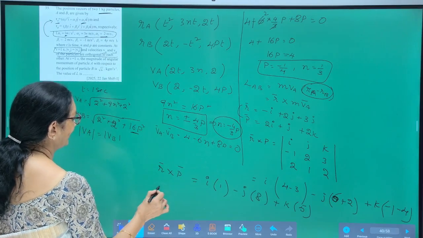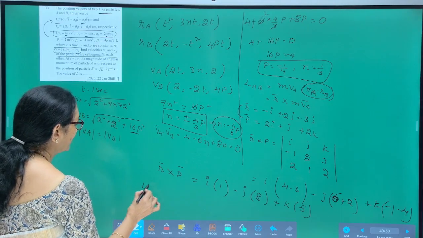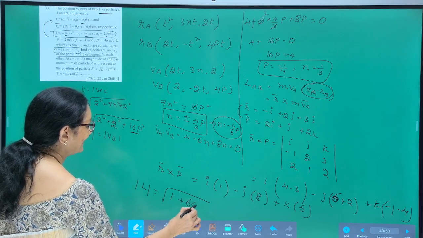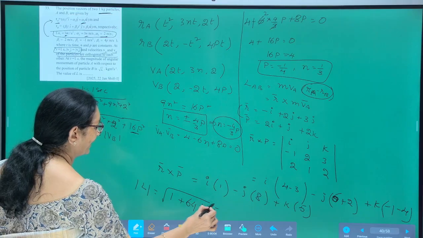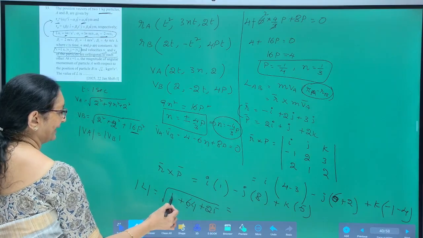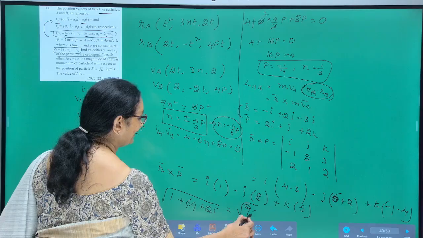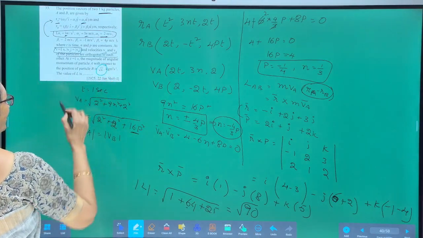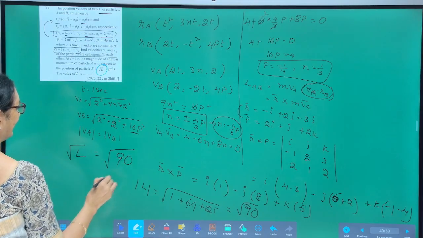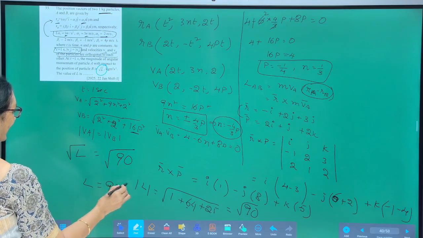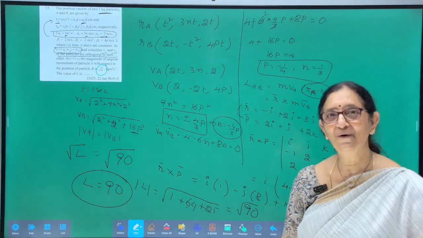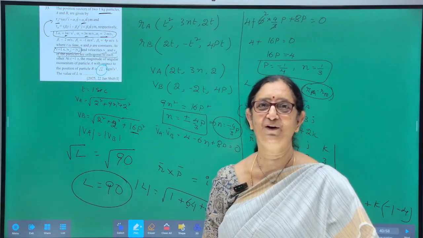So, its magnitude now becomes, magnitude of L becomes square root of 1 square plus 8 square plus 5 square. So, 1 plus 64 plus 25 is 90. So, it is given as root L here. So, we got it as root L is root 90. The value of L numerically equal to 90. That is the answer.